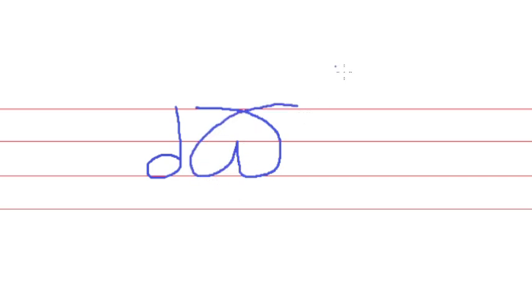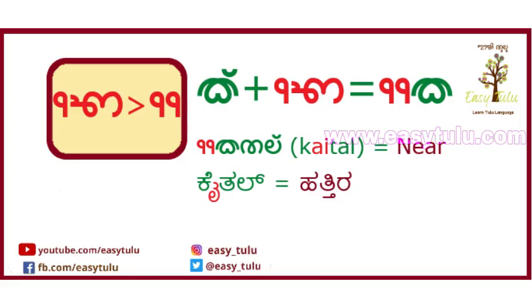Ka. Okay, next vowel is I. Ka plus I makes Kai. Example, Kaitalu. Kaitalu means near. Hattira in Kannada. Let us see how it is written.